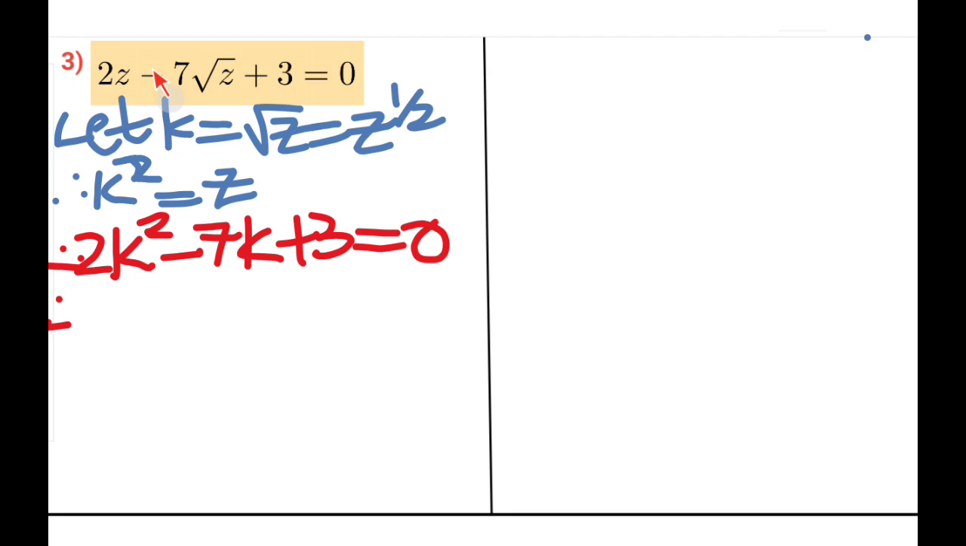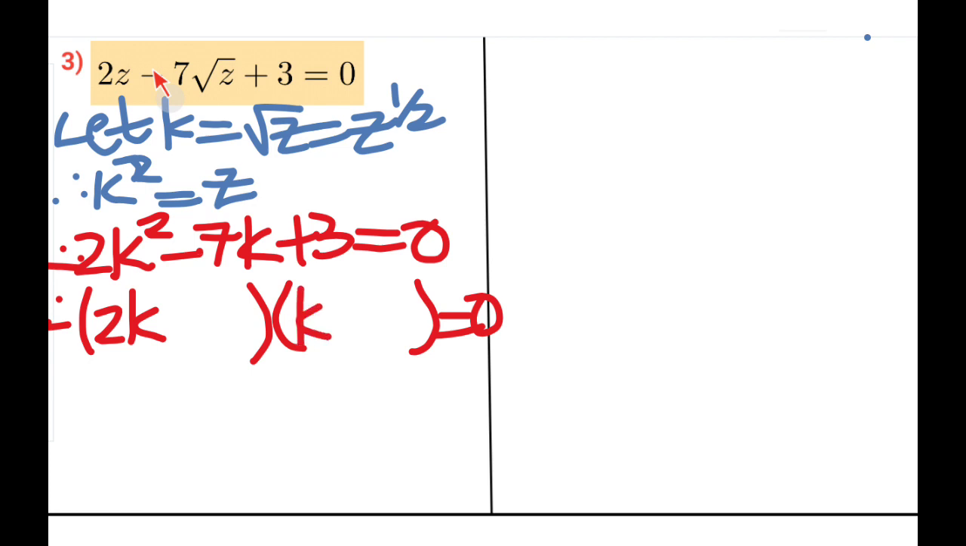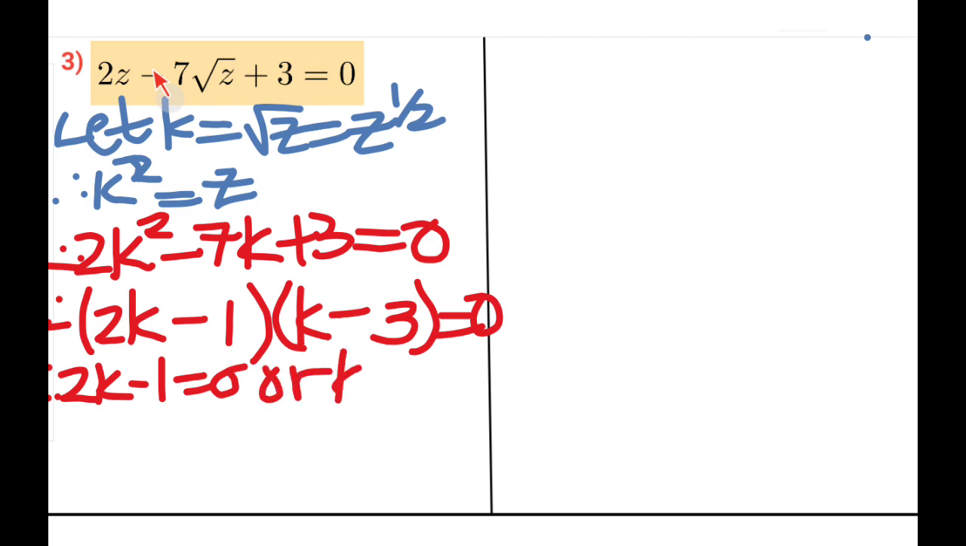Now that is easier to factorize. If you still struggle with factorization, please consult the video I made on grade 10 factorization. So that is 2k and k, and then we've got 3 and 1. We've got negatives on both. All right, therefore 2k minus 1 equals to 0, or k equals to 3. Therefore 2k equals to 1.